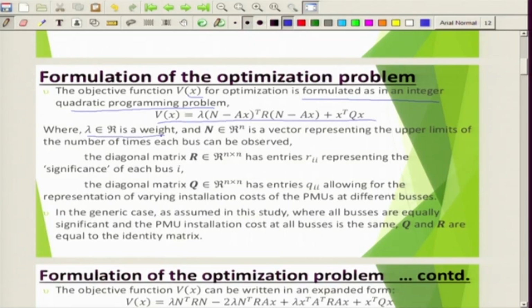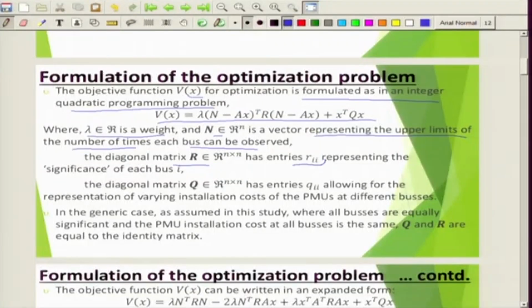Lambda is the weight, n is a vector representing the upper limits of the number of times each bus can be observed. It is not that you can make a specific bus observable 100 times or 1000 times, it is not possible. So there is a minimum number and there is a maximum number of observability. The diagonal matrix R has entries Ri representing the significance of each bus i. It's a very important point.